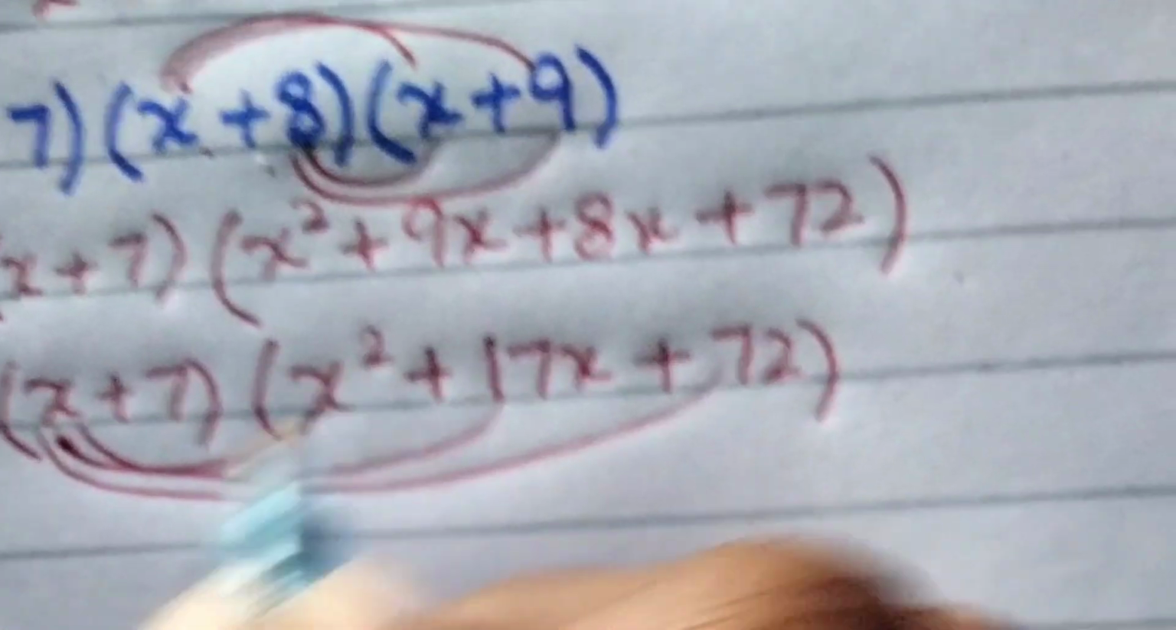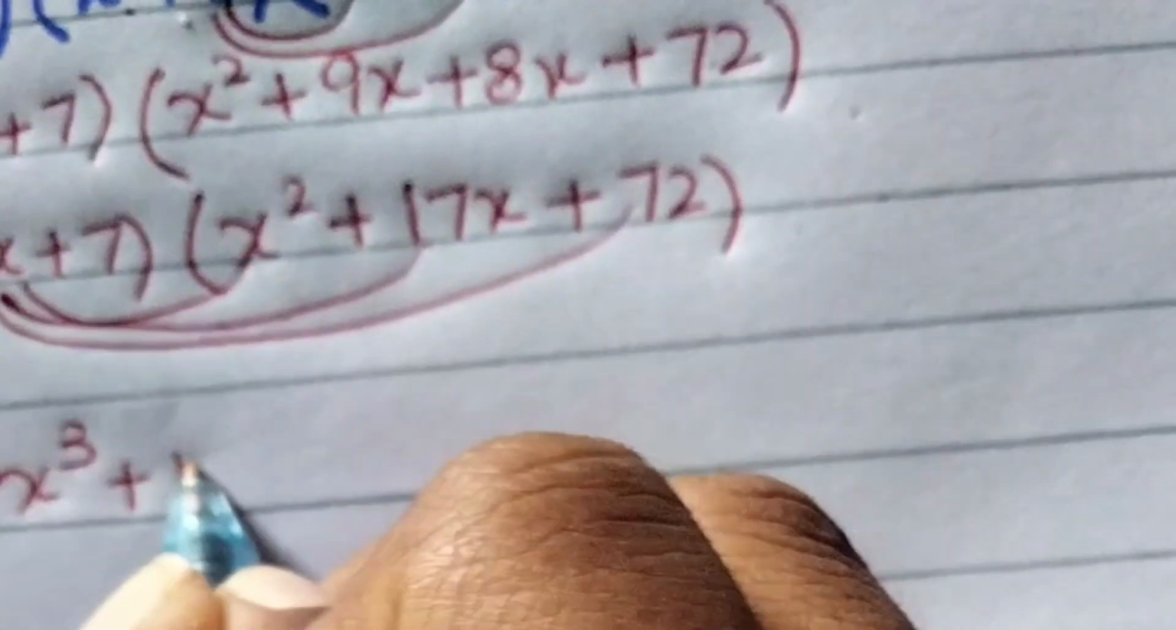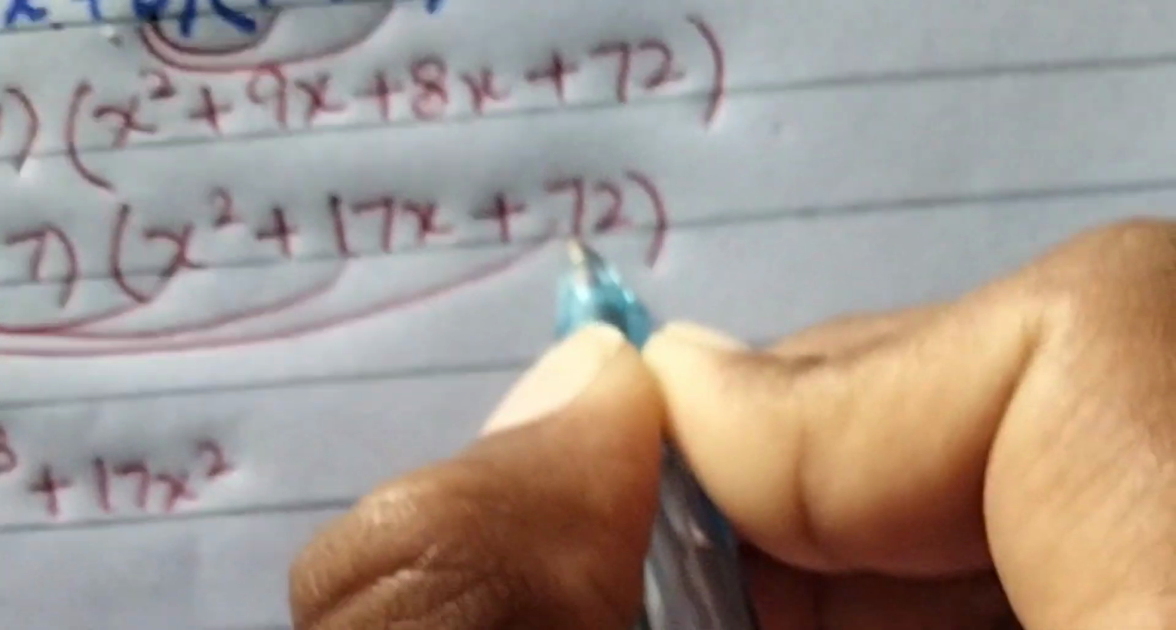Now if x multiplies with x, that will be equal to x cube, and if I multiply 17x with x, that will be equal to 17x square. And if I multiply 72 with x, that will be equal to 72x. In the next step, we will do the same thing with 7.